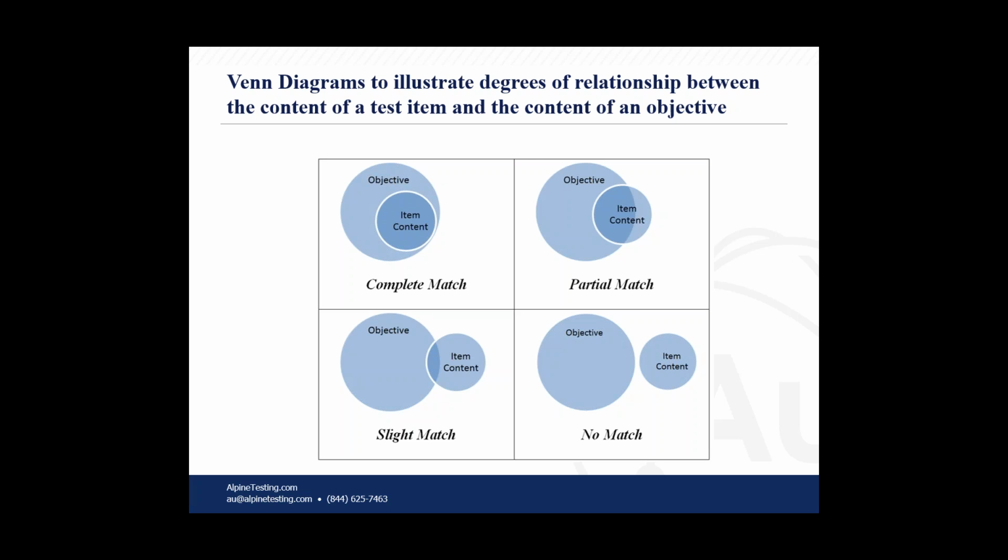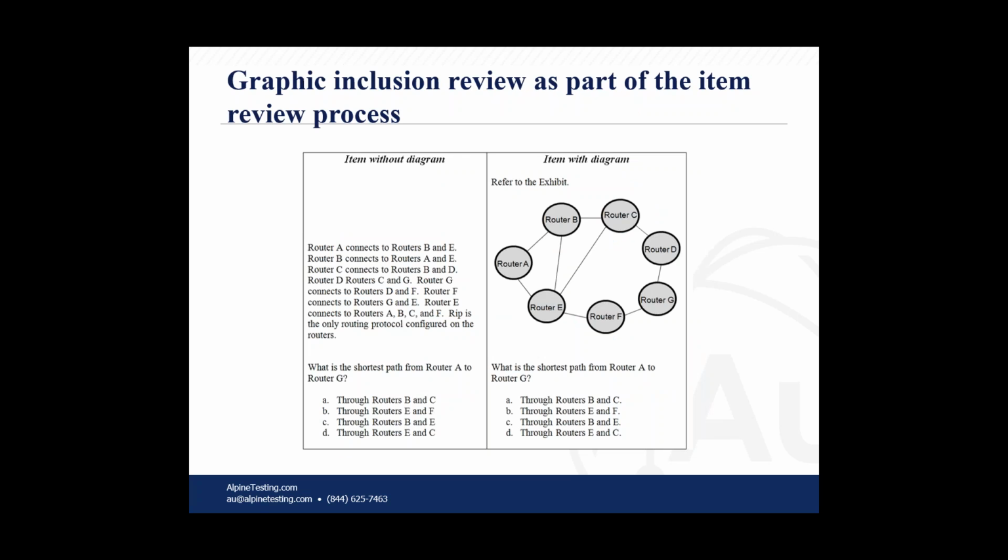So the objective is like a big umbrella. We want to make sure the item content fits within that broad range of content. We want to avoid those slight matches or no matches. So that can help convey that concept of the degree of alignment between the assessment and the objectives.